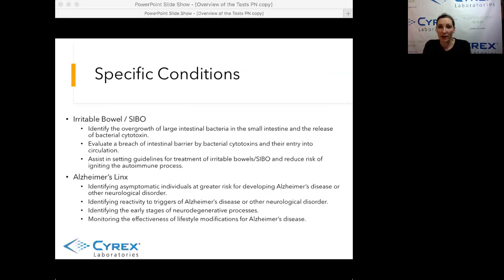So we also have some panels that look at specific conditions. So we have the irritable bowel screen, or irritable bowel SIBO autoimmune screen, and then we also have Alzheimer's links.